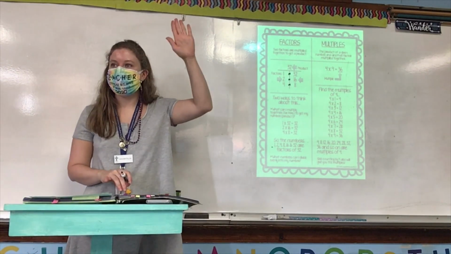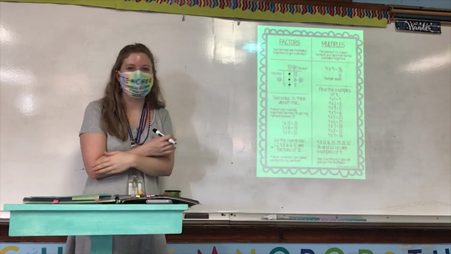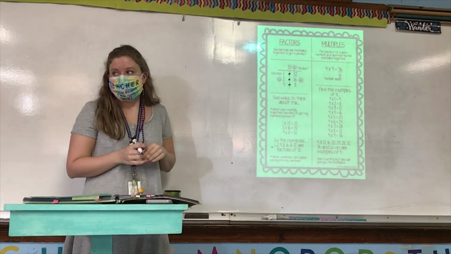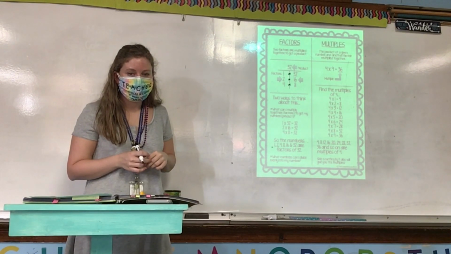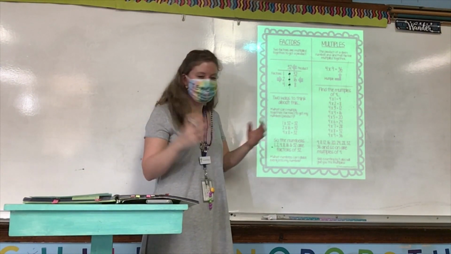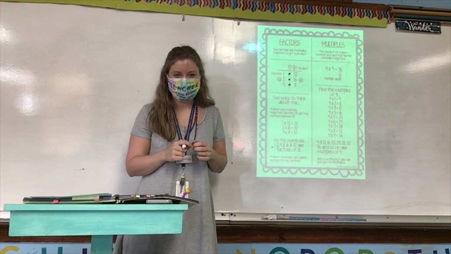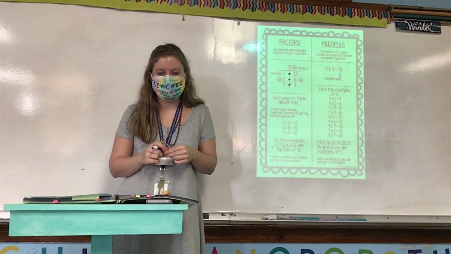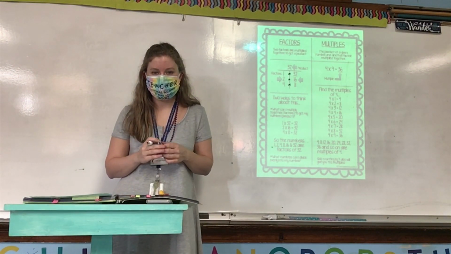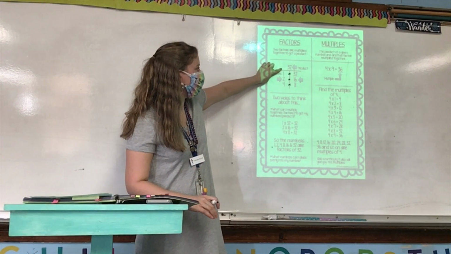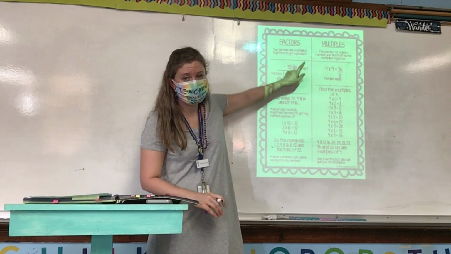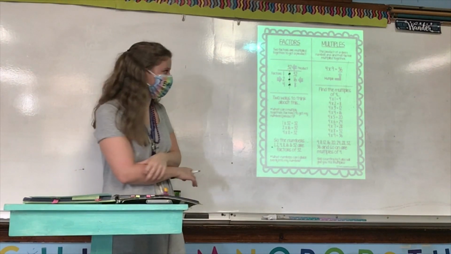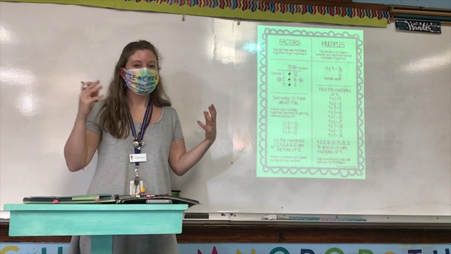What about 6? Can 6 be a factor of 32? Carla? No, because what is 6 times 5? 6 times 5 equals 30. And what's 6 times 6? 6 times 6 equals 36. So if 6 times 5 is 30 and 6 times 6 is 36, can 6 be a factor of 32? No. There's nothing you can multiply 6 by to get 32.